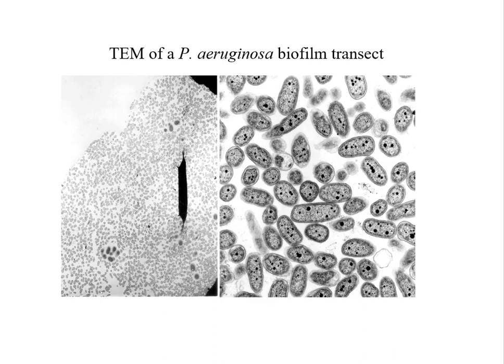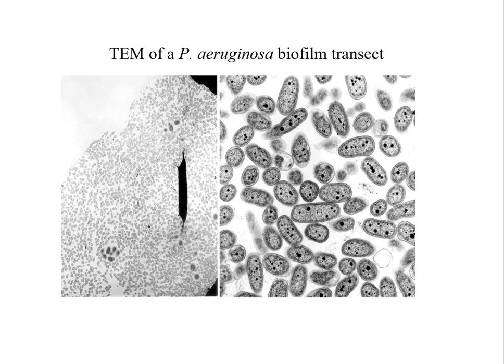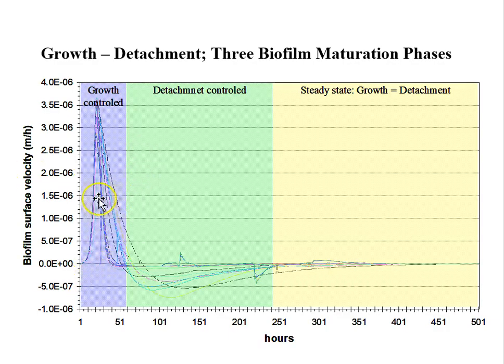And here we see what it looked like when I did transmission electron microscopy on the same biofilm. Not going through the details how I managed to do it, but you can see very densely packed microorganisms. So the optical results and this graph makes sense. We got a very high density where about half of the biofilm volume was filled by cells. And then in here was room for diffusion of liquid. And what we say then is we have three phases. First, the growth control, then some detachment control, and then steady state where growth and detachment are equal.